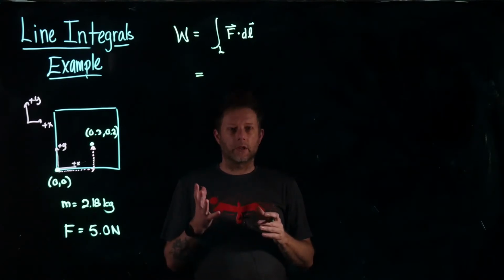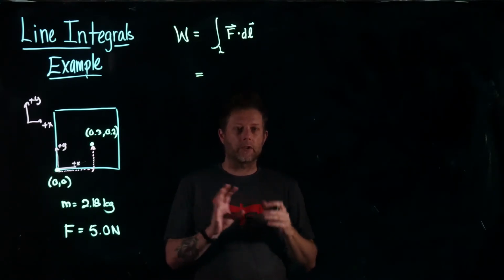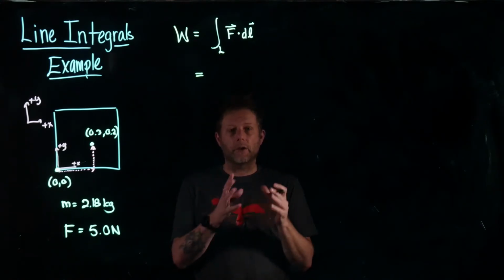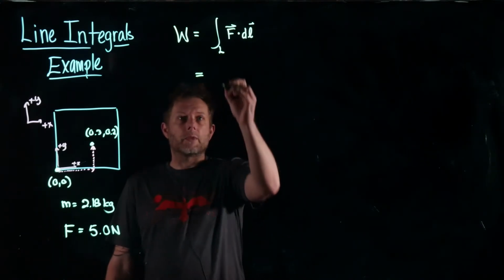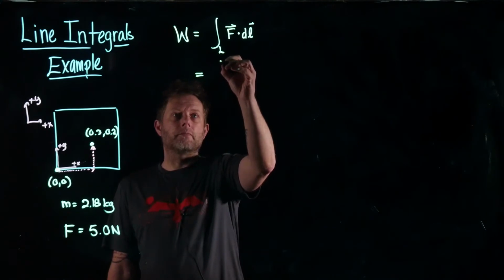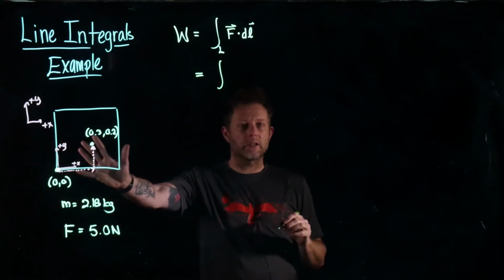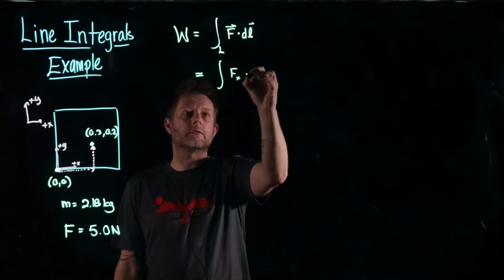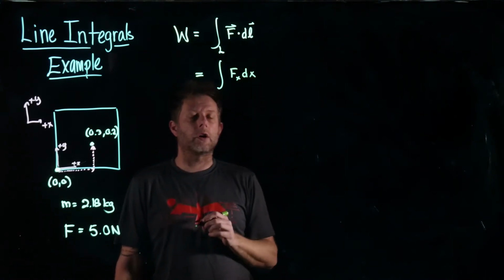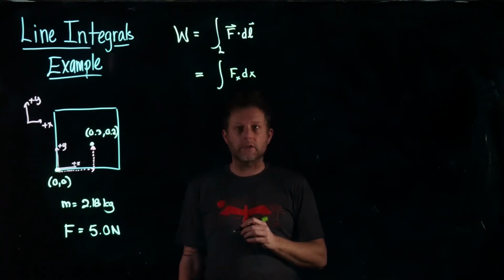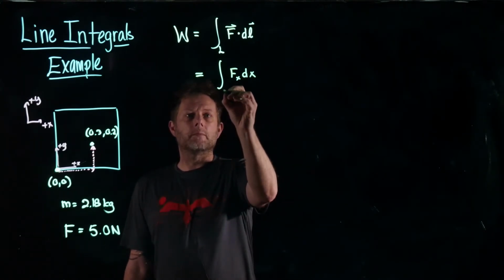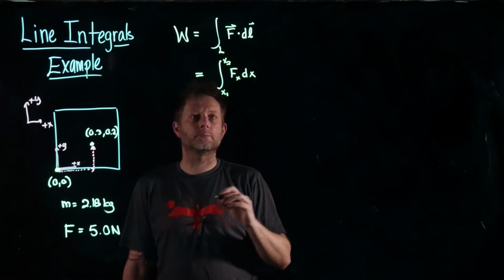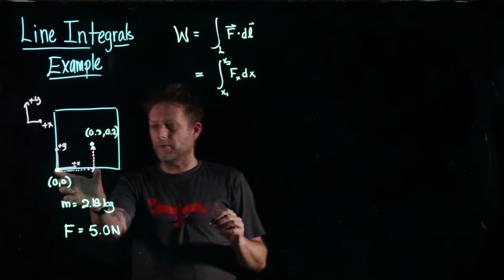We can use the geometric approach where we get force times cosine of the angle. The angle is a little bit tricky because it's changing along this path. So we'll use the component form. This is two-dimensional. There are no z components here. So we have a contribution due to our x components, and we're going from x1 to x2. This is along the first path.